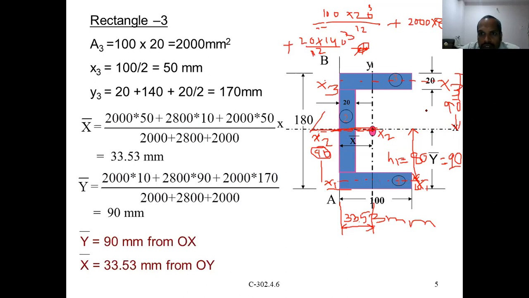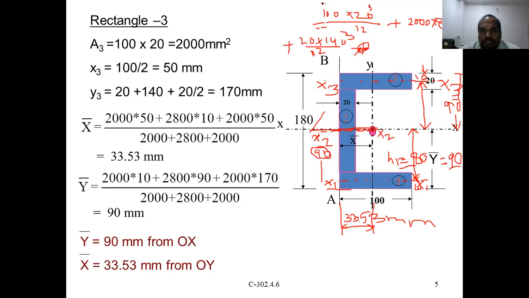Okay, so 90 only. From here to here, this is centroidal XX, again at a distance of half of the depth, that is 20 by 2, right? Now we need this one. How much is it? Again 90 minus 10, again 80 mm, just like H1. H1 equals H3 because it is symmetric.